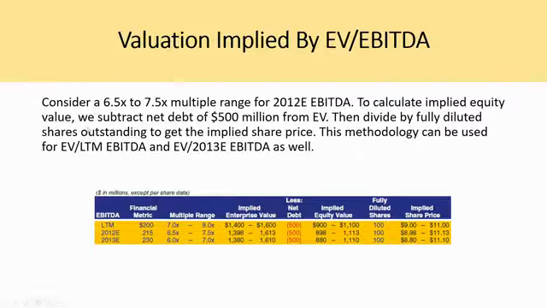So consider the 6.5x to 7.5x multiple range for 2012 expected EBITDA. To calculate implied equity value, we subtract net debt of $500 million from enterprise value, then divide by fully diluted shares outstanding to get the implied share price. This methodology can be used for EV to last 12-month EBITDA and EV to the expected 2013 EBITDA as well.